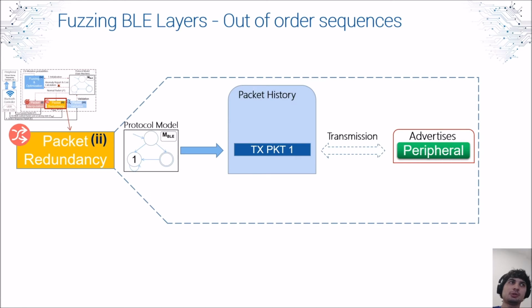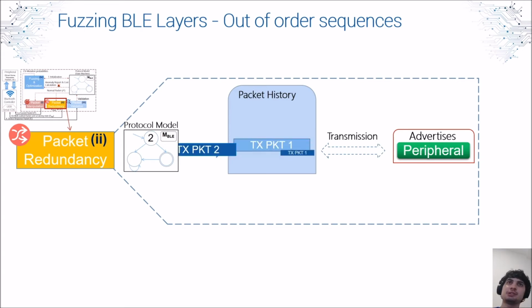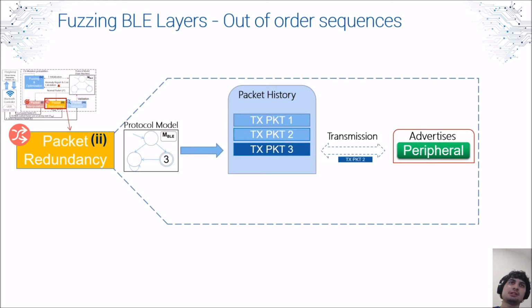So here we showcase the packet redundancy component, and the intuition behind this is that whenever a packet goes through this component, it's going to be stored in this packet history. For example, here we have state 1, which then goes to packet 1, and we send this packet over there, and then we go through state 2, which then this component receives packet 2, and now we move to state 3 and then receive a new packet 3.